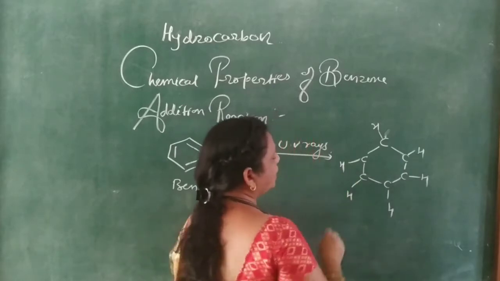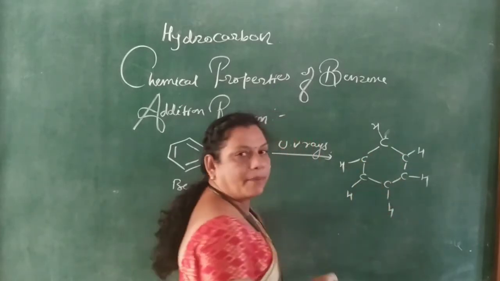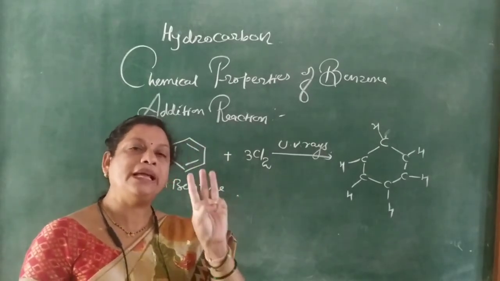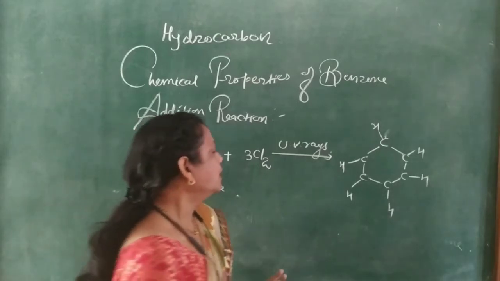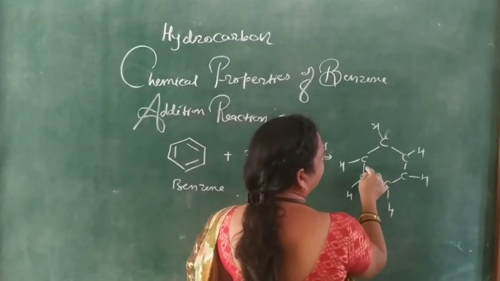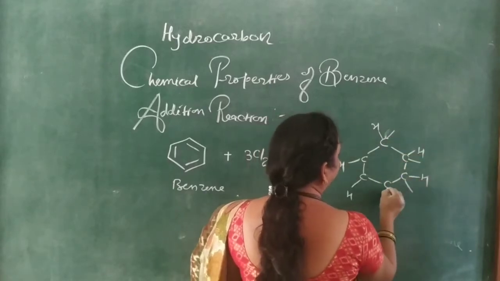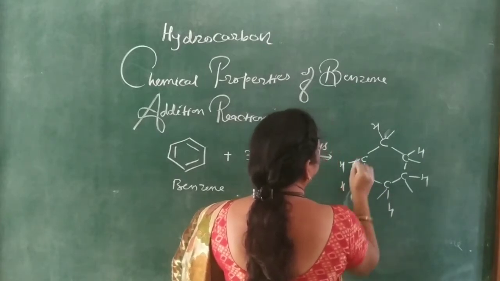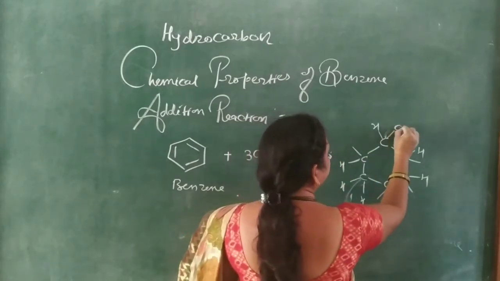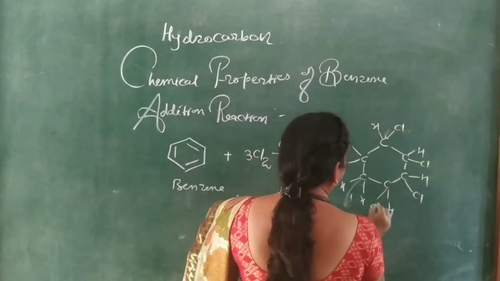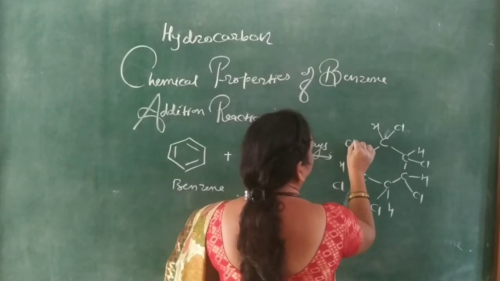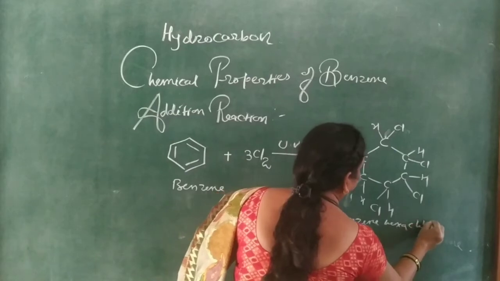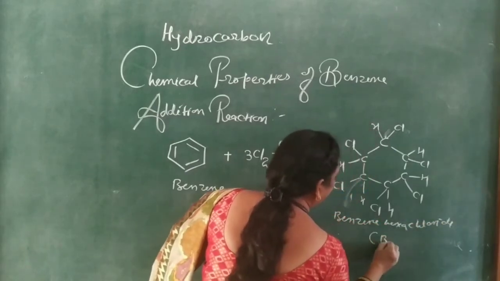One hydrogen atom is present on each carbon atom. Because of the alternate double bonds, the 3 alternate double bonds, due to delocalization of 6 pi electrons, these 3 double bonds get converted into single bonds, and one vacancy is left on each carbon atom, and these 6 chlorine atoms bond to the 6 carbons to form benzene hexachloride. Benzene hexachloride is called BHC.